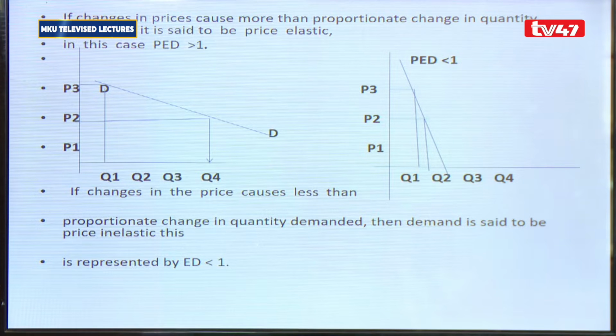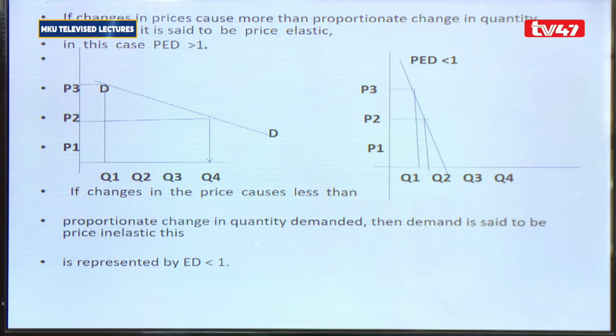We talk about 5 levels of elasticity. These 5 levels are elastic, unit elasticity meaning equal, inelastic, perfectly elastic, and perfectly inelastic. Those are the 5 levels we are going to look at. I want to repeat them.